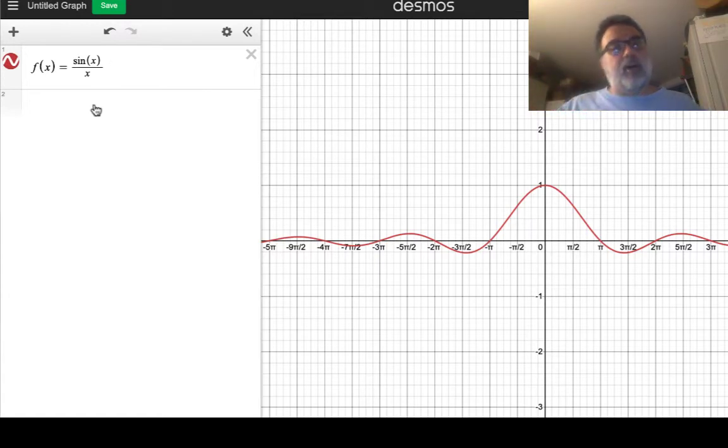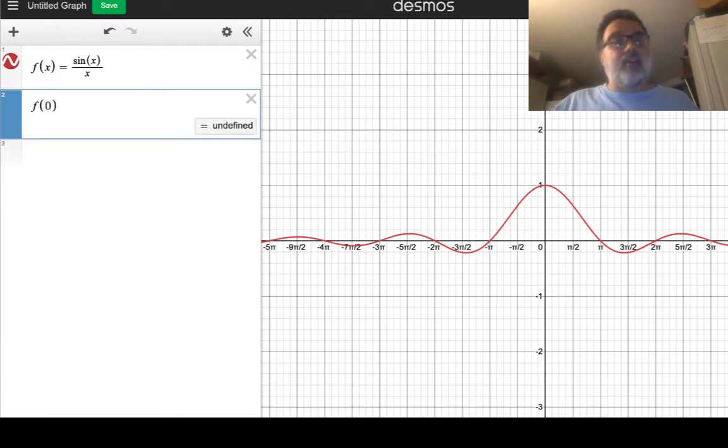Okay, so if we think about what the function is at 0, well, Desmos tells us it's undefined, and for good reason, because sine of 0 is 0, but x is obviously 0 when it's 0. So 0 divided by 0, this is one of these things in math we don't try to define. It's just out of bounds. There's no consistent way to define it where we wouldn't be unhappy with that definition somewhere else.